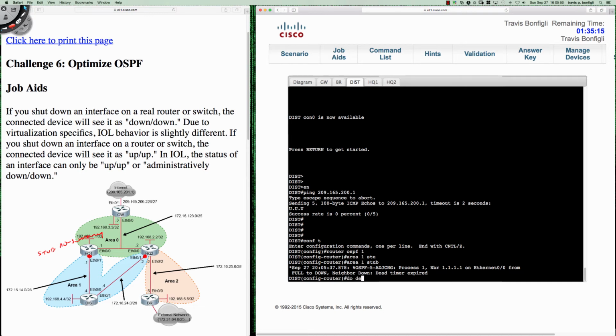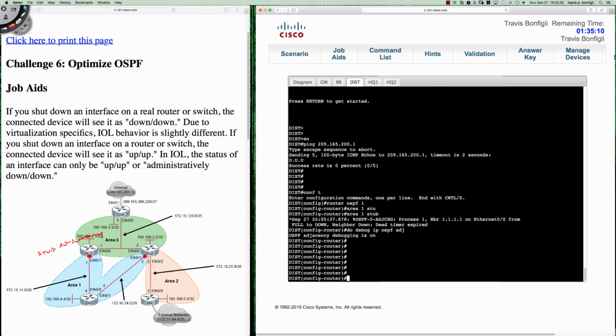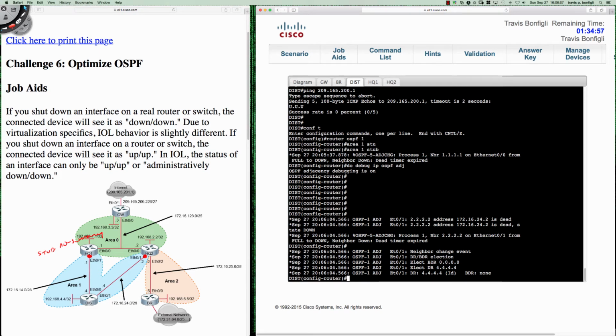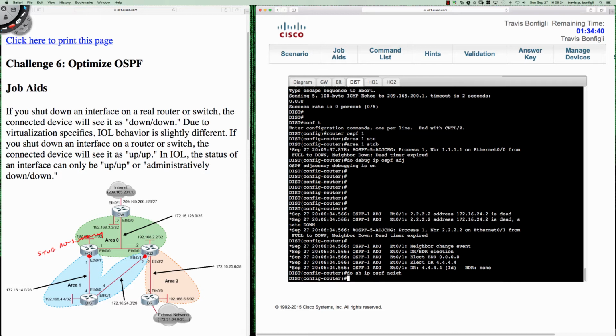If I were to say debug ip ospf adjacency, let's see if we see anything that's going to indicate that we have a mismatch in the network types. HQ1 and HQ2 are set to be totally stub, and I'm simply set to be a normal router in area 1. I haven't been set to a stub. So it looks like we've got a DR election. Do show ip ospf neighbors. Let's see what it looks like. We've got no neighbors, right?